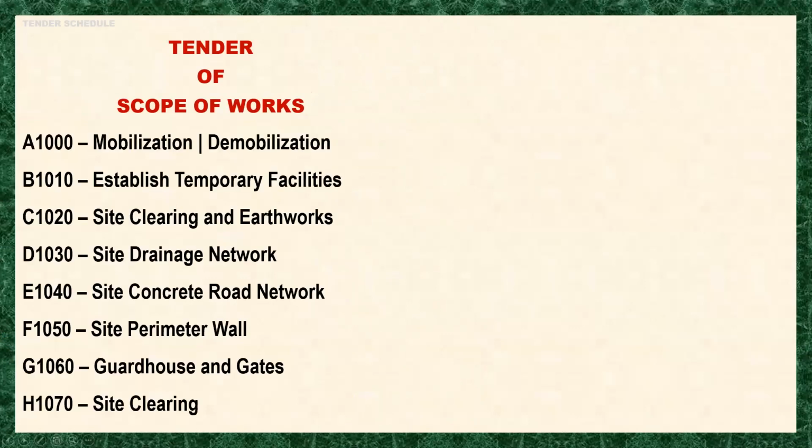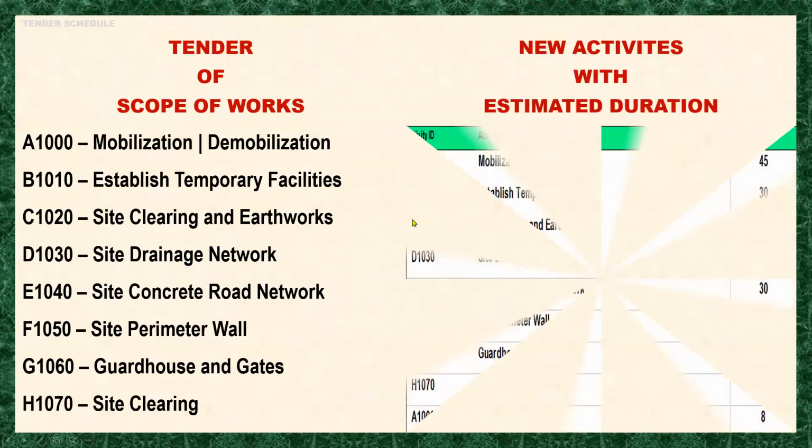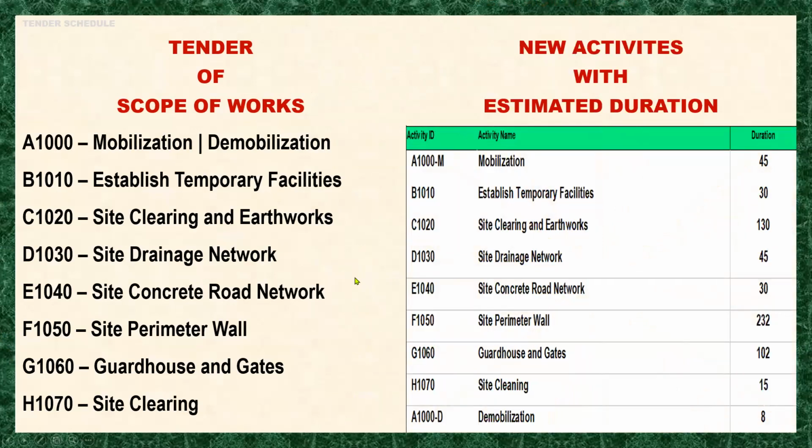Let's recall first the tender scope of work as shown. And let's assume we have our new activities with our estimated duration as shown. As we can notice, item A1000 for mobilization and demobilization of the tender scope of work is split up into two items under activity ID A1000M for mobilization and A1000D for demobilization, because these two activities in reality cannot be executed at the same time, and the sequencing of the two activities could not be accurate other than being in separate condition.